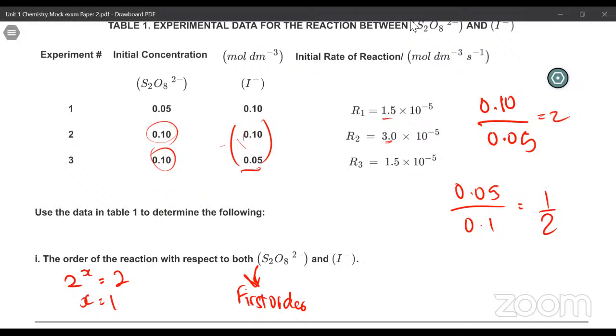Now you're going to say half to what power is equal to, this is 3.0 times 10 to the minus 5. We're looking at the rate now, causes this rate to decrease to 1.5 times 10 to the minus 5. And that's also a half. So half to what power gives you a half? 1. So here, y is equal to 1 again. So with respect to the iodide ion, it is first order as well, right? Simple.